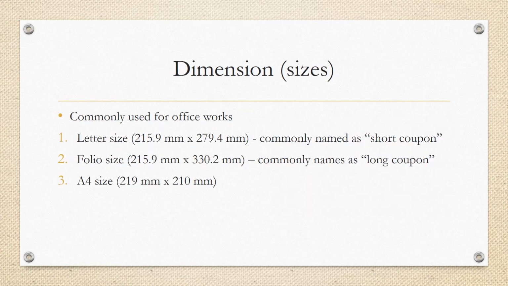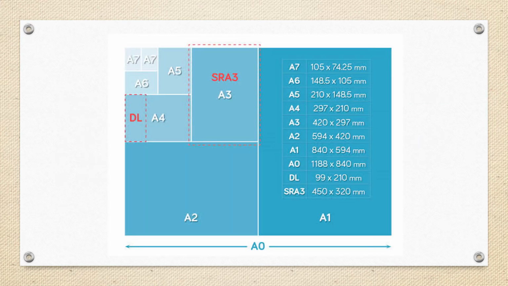So the next consideration to be discussed is the dimension or sizes. Listed here are just some of the commonly used papers in the Philippines. So the letter size, the folio size, or the long coupon, and A4 size. And for the broader classification of sizes, it is shown here.